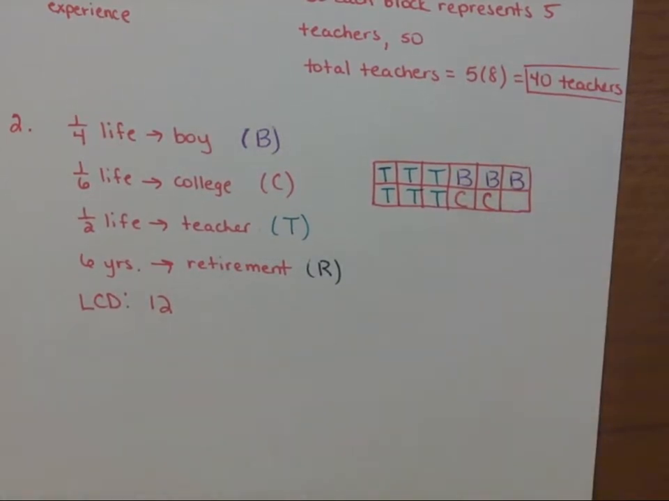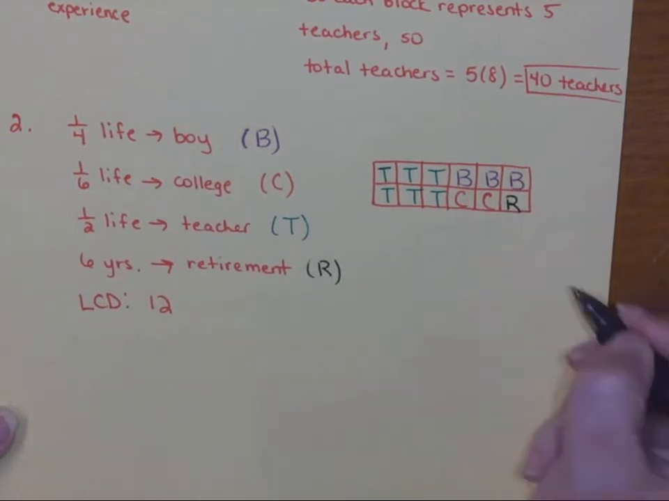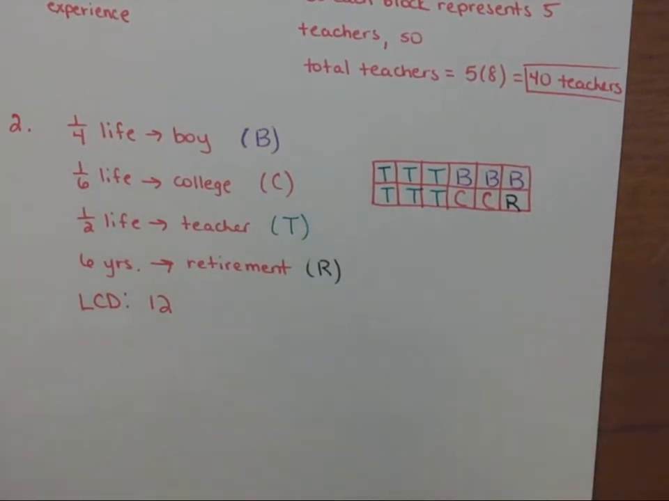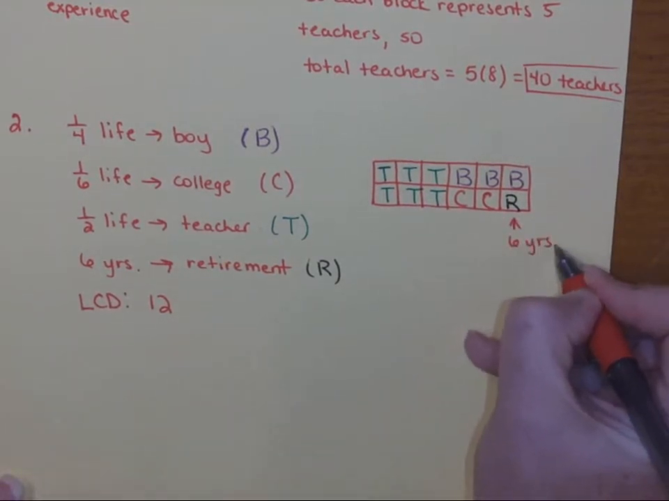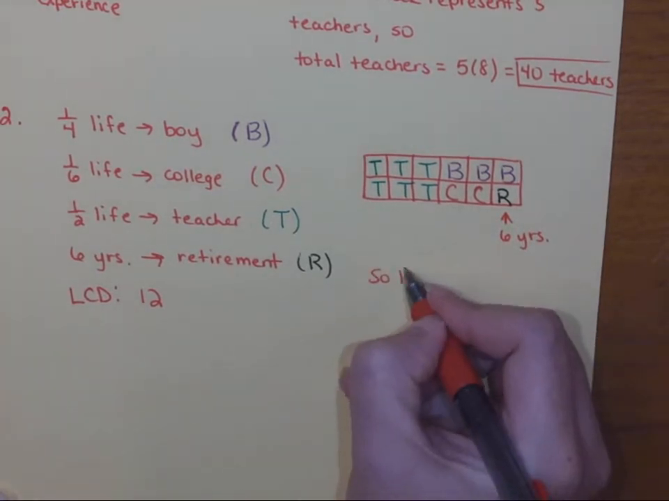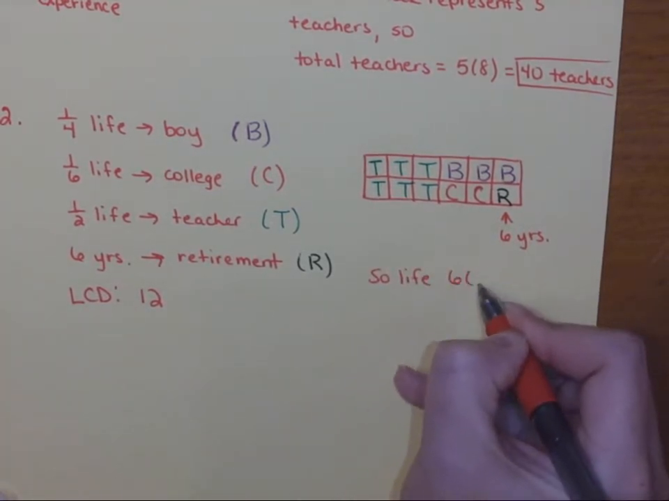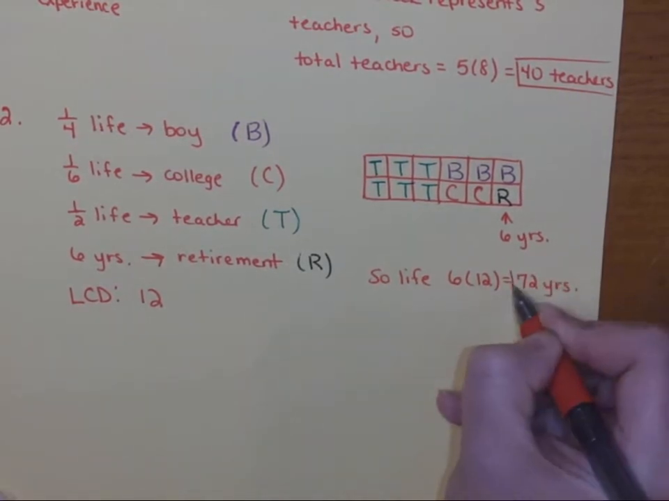Notice that only leaves one stage of life left for him, right? Retirement, so we'll put an R there. And we know for sure that this box represents 6 years of his life. Okay, so because all the pieces have to be the same size, we can do 6 times 12 boxes, right? So it looks like his lifespan was 72 years.